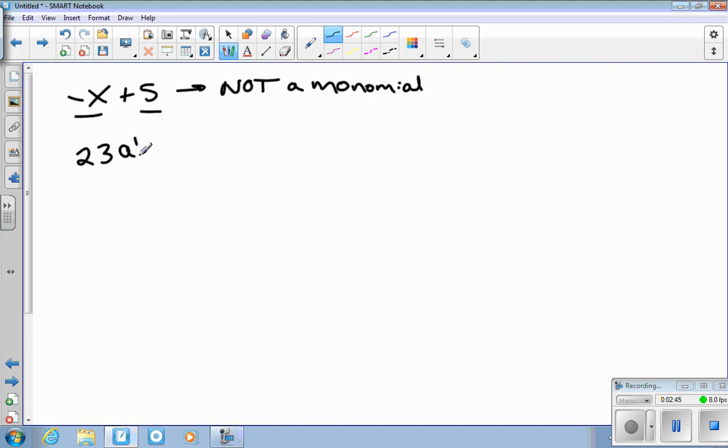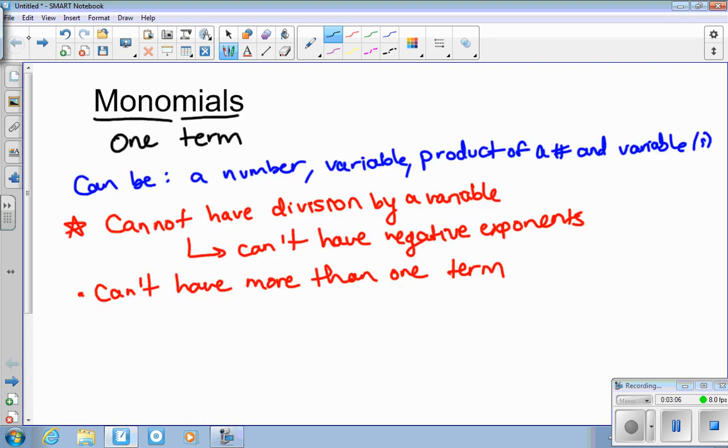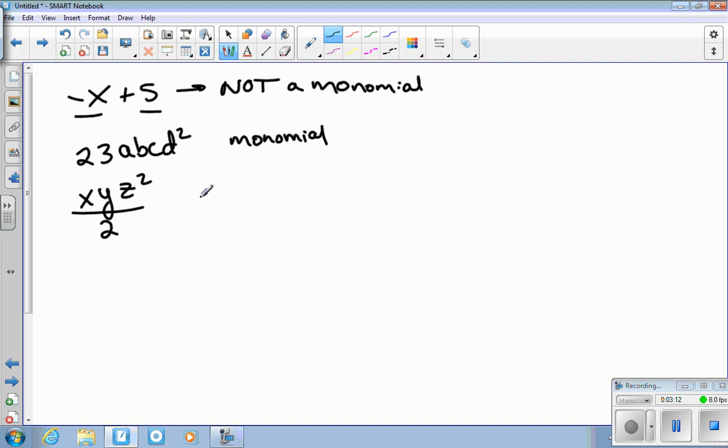23abcd squared. Now, this might look like it has more than one term, but because they're all multiplied together, there's no addition or subtraction. This is a monomial. xyz squared over 2 is a monomial. Now, remember that I said that we can't have division by a variable. Well, 2 is not a variable, it's a number. So this is a monomial. And then finally, mp over n. Now, here we have division by a variable. This is not a monomial.